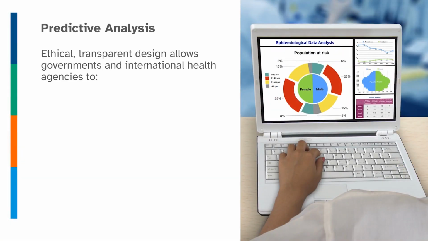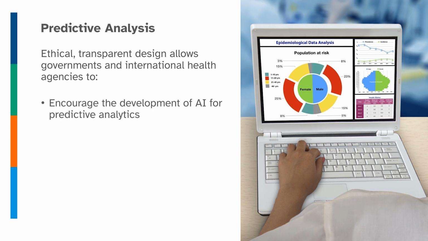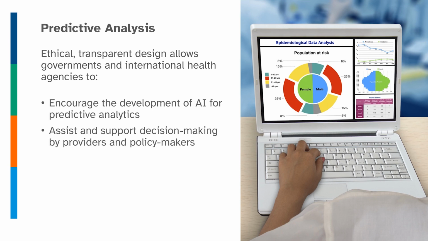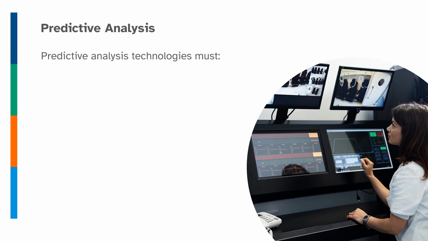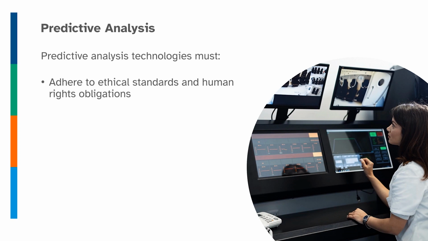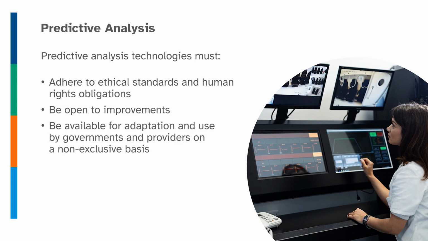Ethical, transparent design allows governments and international health agencies to encourage the development of AI technologies for predictive analytics, to assist and support decision-making by providers and policymakers. Predictive analysis technologies must adhere to ethical standards and human rights obligations, be open to improvements, be available for adaptation and use by governments and providers on a non-exclusive basis.